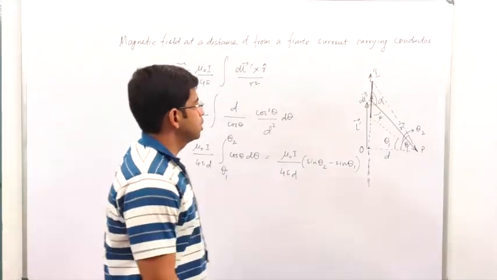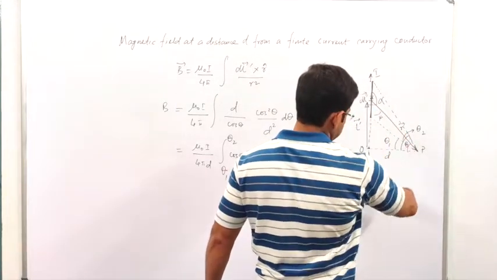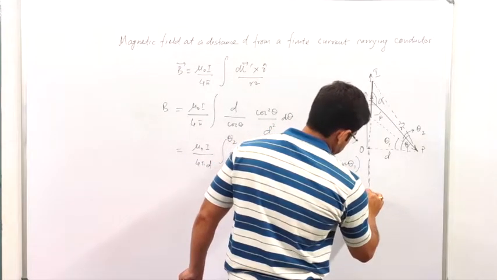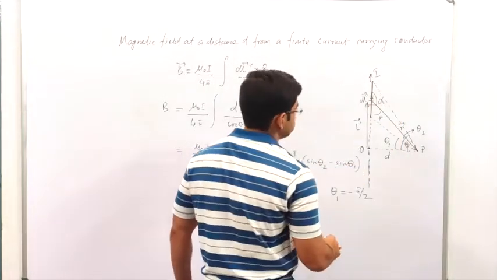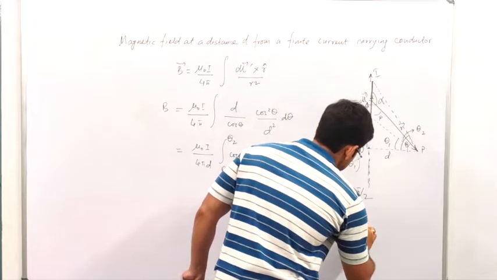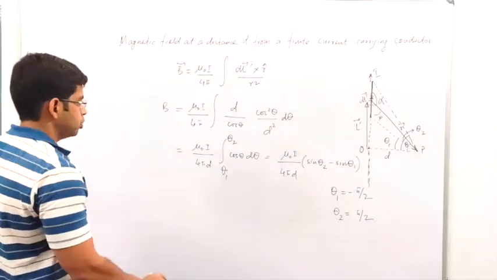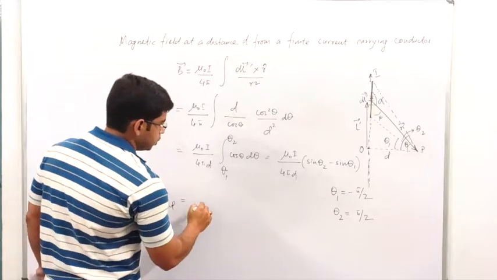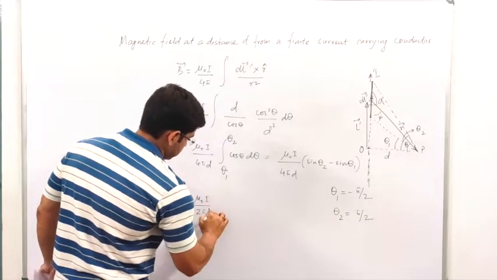Now if the conductor was of infinite length, then theta 1 will extend to infinity. That means we will put minus pi by 2 in place of theta 1, and theta 2 will extend to infinity along the positive z direction, so we put plus pi by 2 in place of theta 2. So in that case, for the infinite case, B will be mu 0 I by 2 pi d.